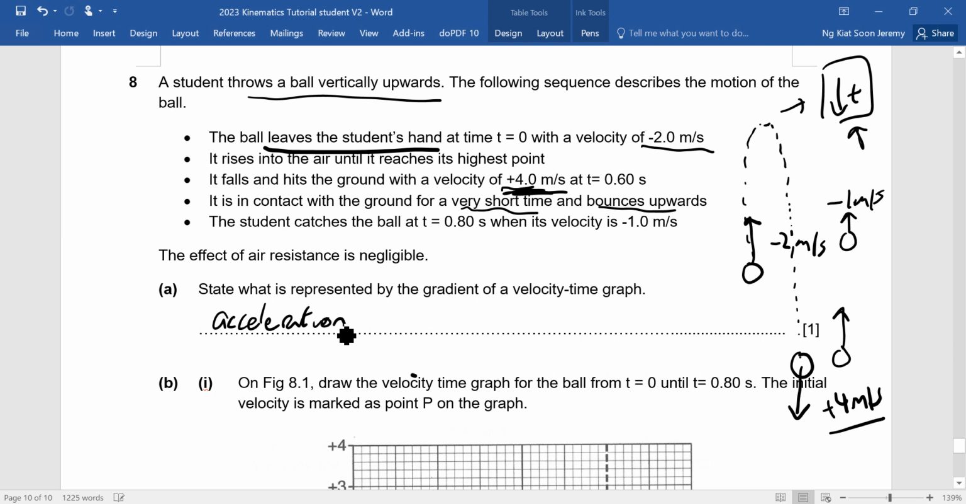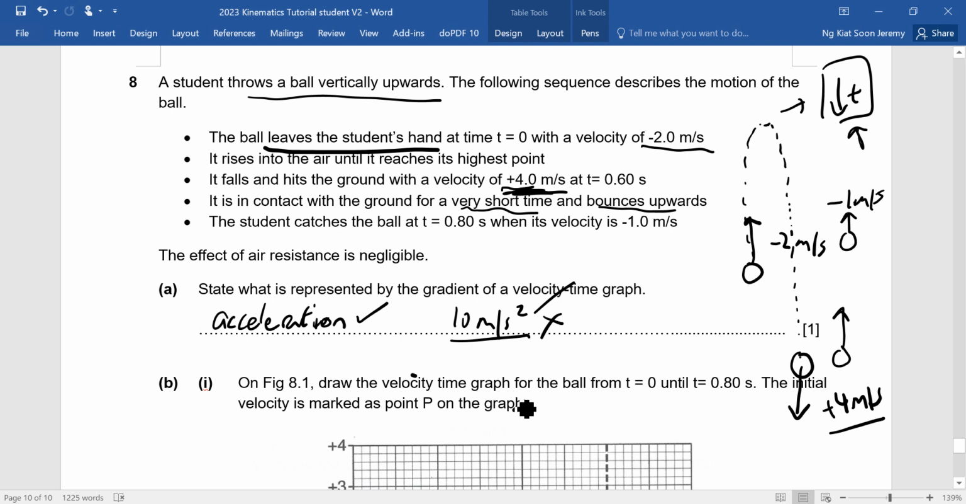All right, I think the standard answer given to you was 10 meter per second square. Okay, please note that the answer is not correct. To answer this question, the correct answer is actually acceleration, right? Because they just want what is represented. So the answer is acceleration. If they ask you for the magnitude of the gradient of the velocity time graph, then the answer will be 10 meter per second squared, right?